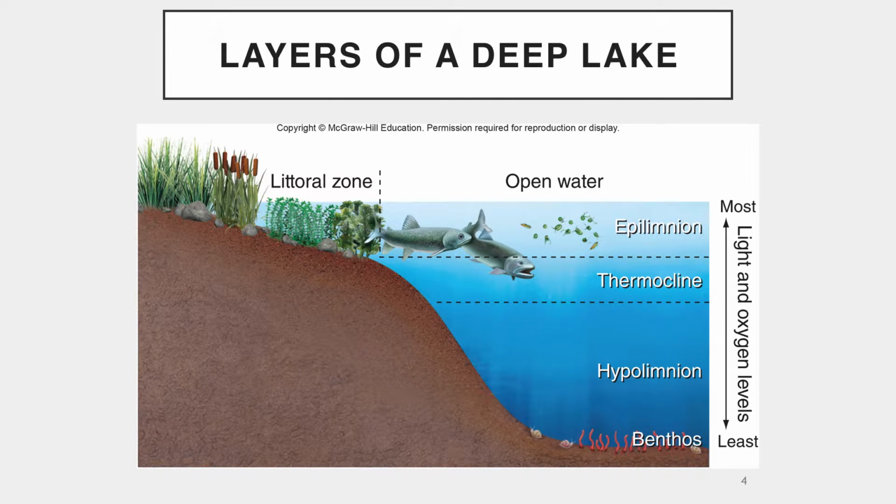The layers of a deep lake are determined mainly by gradients of light, oxygen, and temperature. The epilimnion is affected by surface mixing from wind and thermal convections, while mixing between the hypolimnion and epilimnion is inhibited by a sharp temperature and density difference at the thermocline.